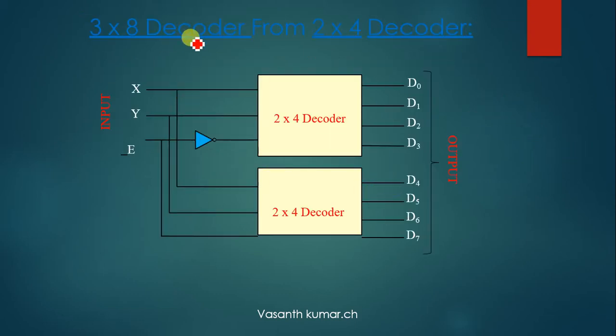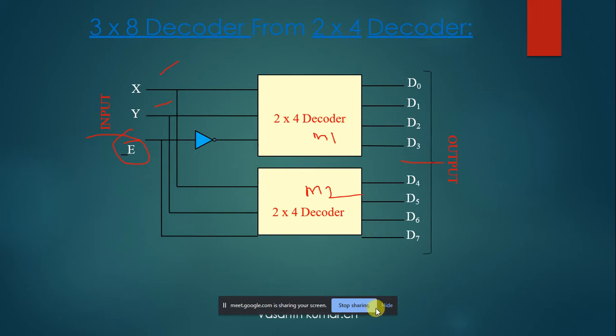So this is the logic where you have X, Y and E as inputs. So you got 3 inputs, X, Y and E, where E stands for the enable signal. For lower order, the first decoder M1 will work, for higher order the M2 decoder will work, or vice versa. So this is the possibility. This is all about a 3 to 8 decoder from 2 to 4 decoders.